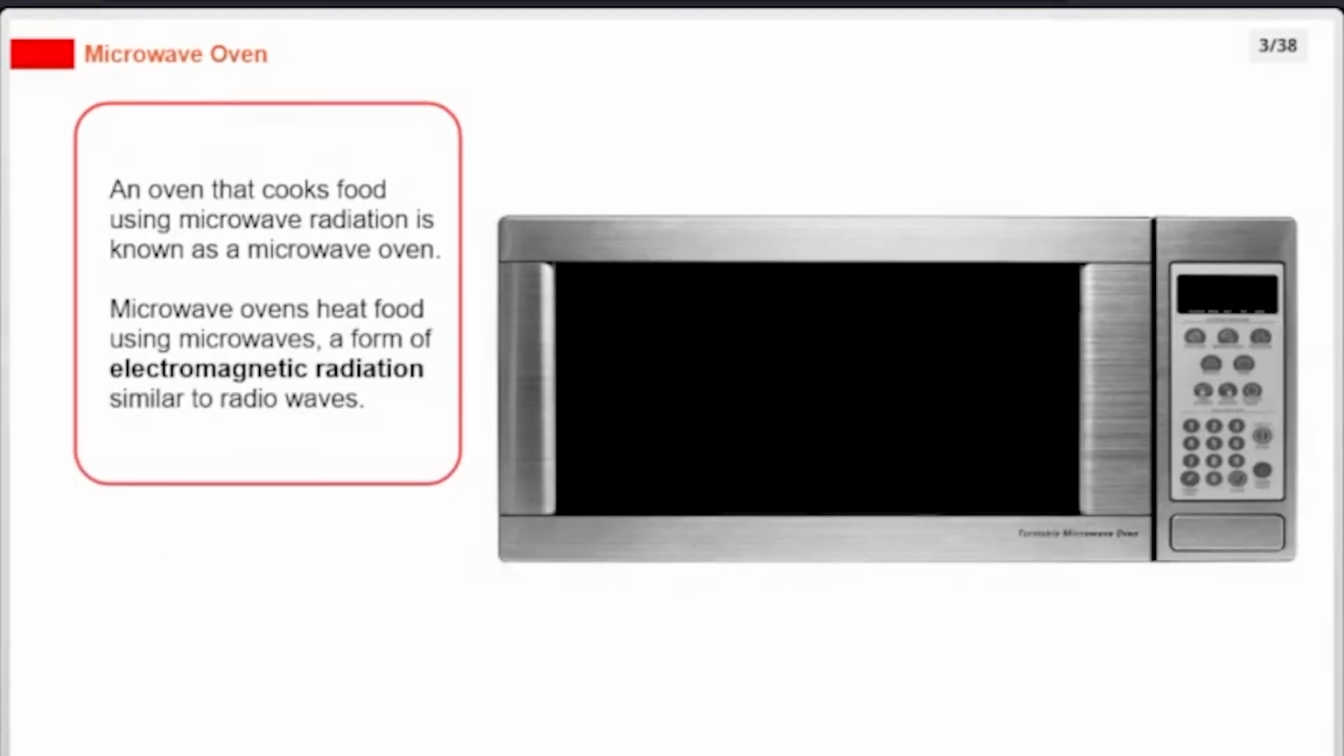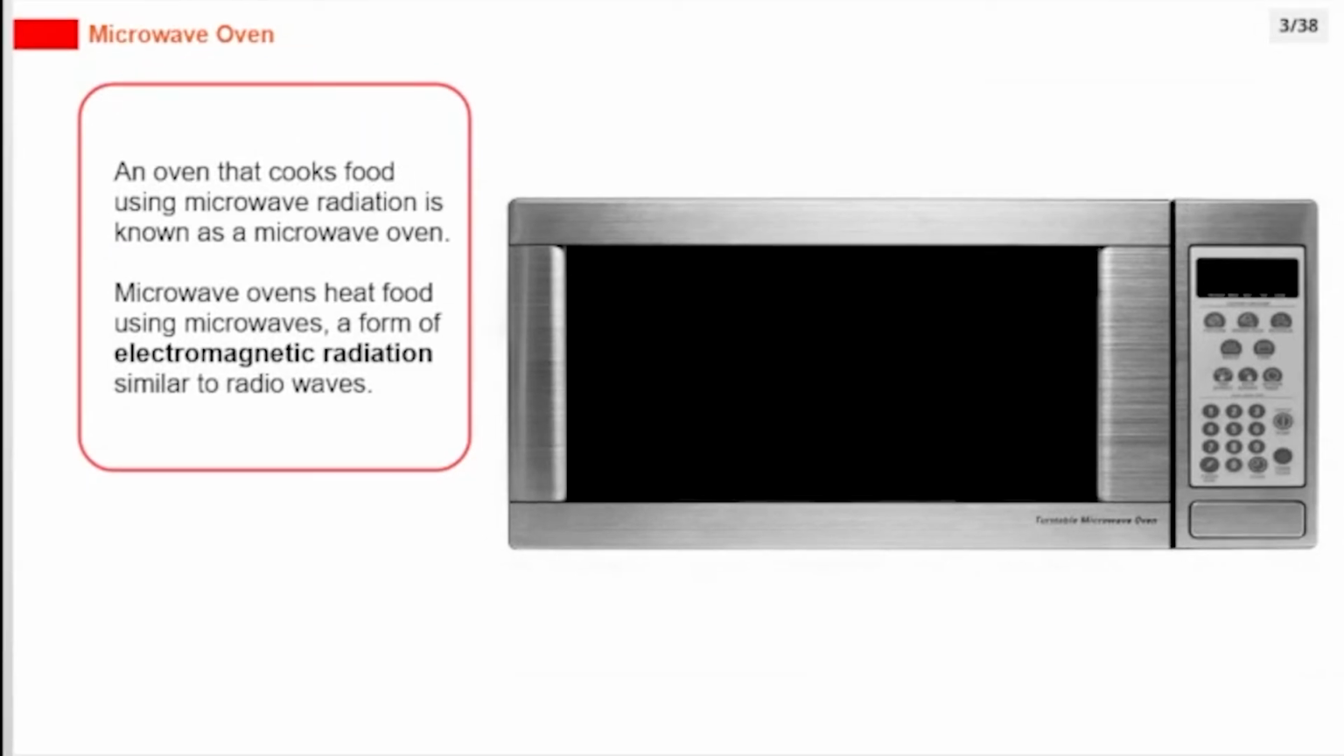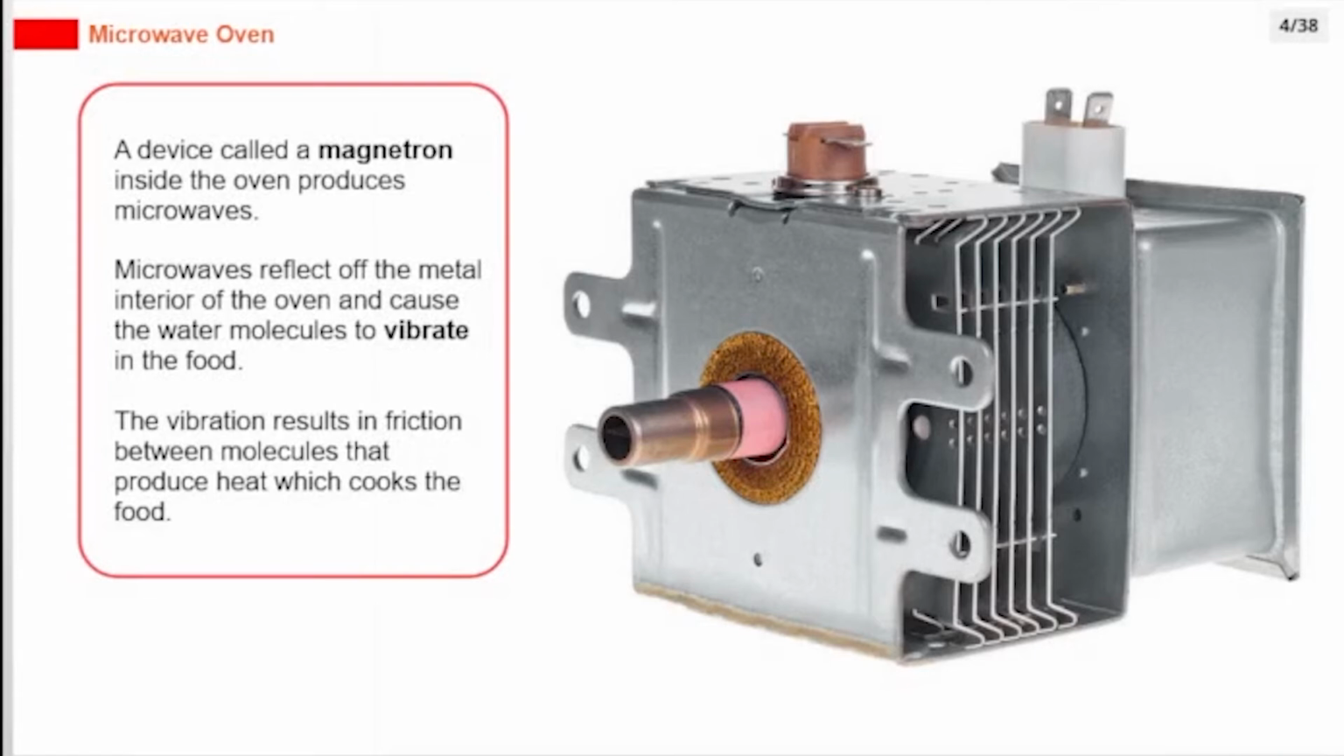An oven that cooks food using microwave radiation is known as a microwave oven. Microwave ovens heat food using microwaves, a form of electromagnetic radiation similar to radio waves. A device called a magnetron inside the oven produces microwaves.